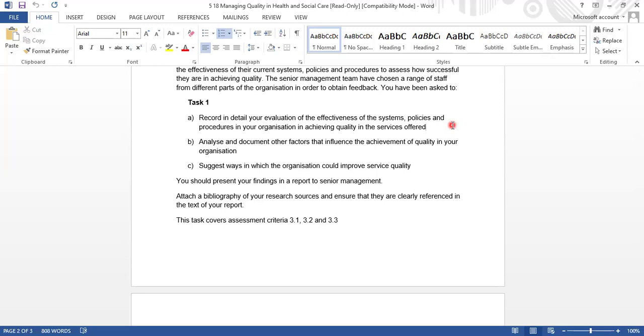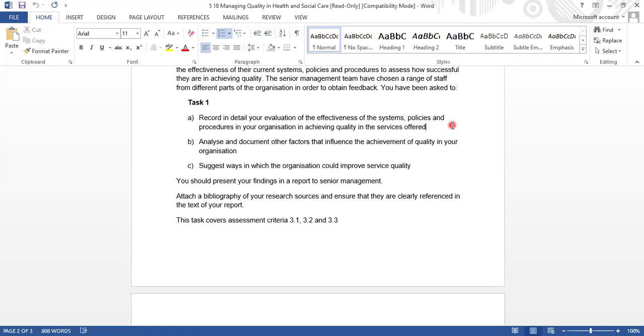So let's talk about it. How is your recruitment policy made? How does it work? You have that policy in place. How is it working towards improving quality or improving effectiveness? So you're talking about the effectiveness of the systems and policies in your organization. How is this recruitment process improving the quality in the services offered?